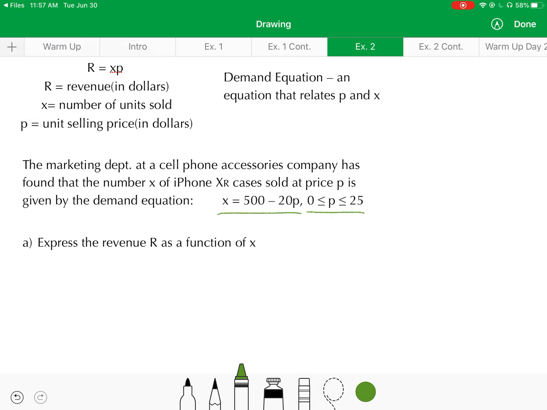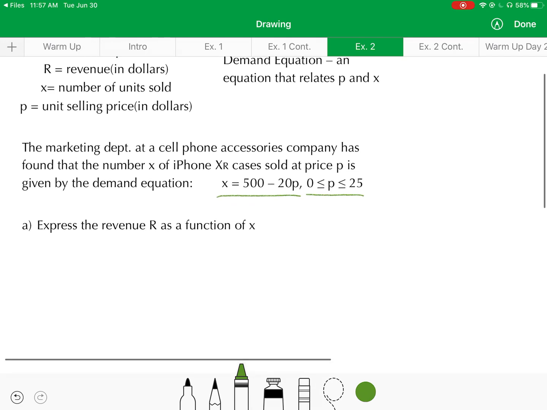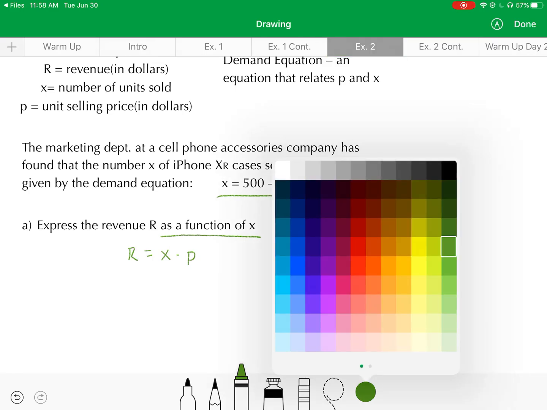So first thing we're going to do is express the revenue R as a function of X, okay? Well, here's where this formula for revenue comes into play. R is equal to X times P, okay? And basically what I need to do here, if I want to express this as a function of X, that means I need to be able to write P in this formula in terms of X. So that's where the demand equation comes into play, okay?